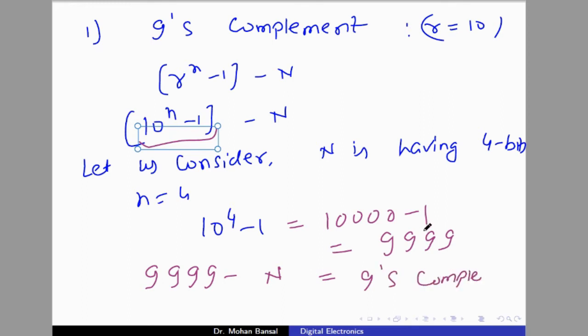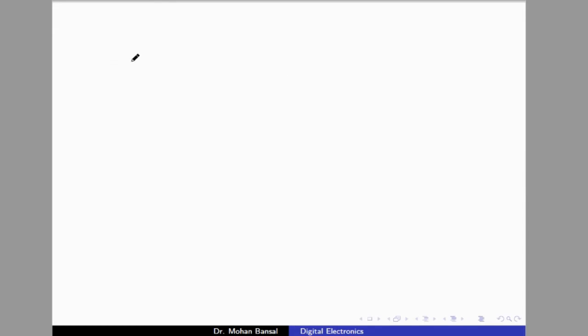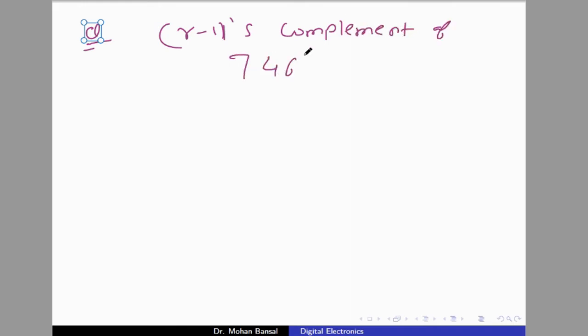Okay, we will look at this in more detail with one example. Find the R minus 1's complement of 746 in decimal. This is a decimal number, and we want to compute its R minus 1's complement.